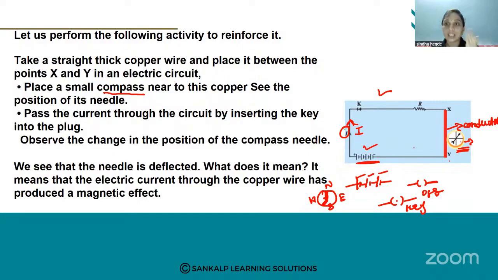Then he concluded that there is some relationship or some link between the current and the magnetic field. That's why this compass shows some deflections. That is the conclusion he gave after this experiment.